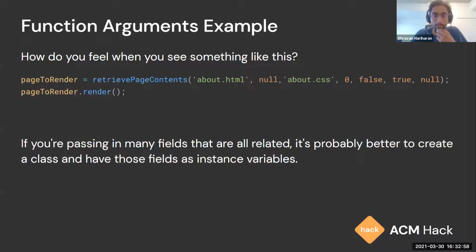Yeah. So here's an example. What do you think when you see something like this, right? There's seven parameters there. You have no idea what's going on, right? So why are we passing in HTML and CSS, and why are there random nulls and falses and trues? It's really confusing. So if you pass in many fields that are all related, like HTML and CSS seem to be, it's probably just better to create a class and have those fields as instance variables.